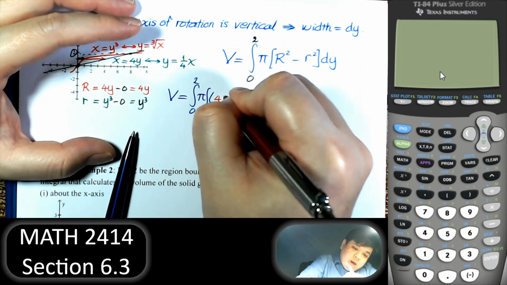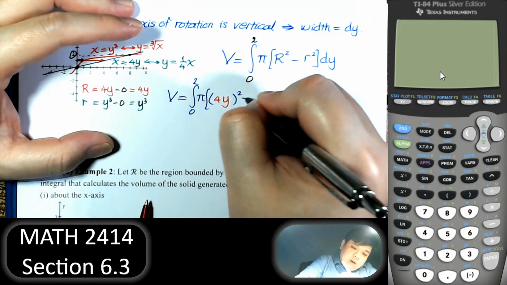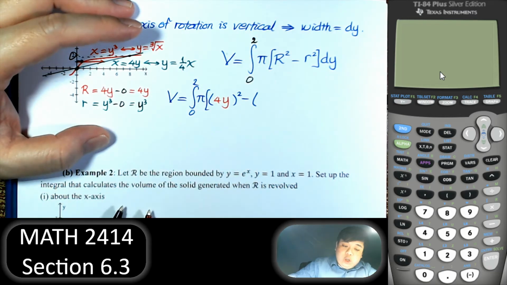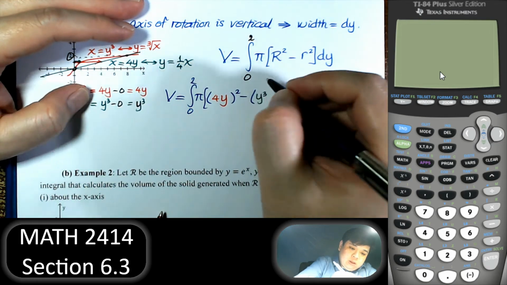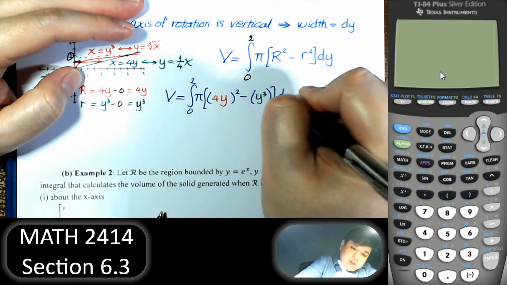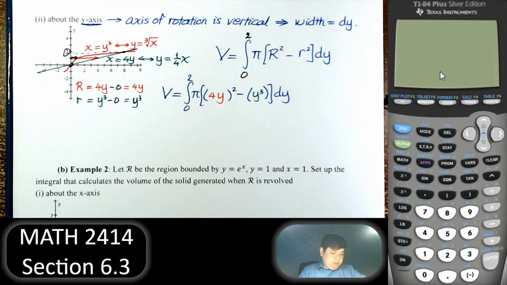So big R is 4y. Little r is y cubed. And I'll just integrate that.